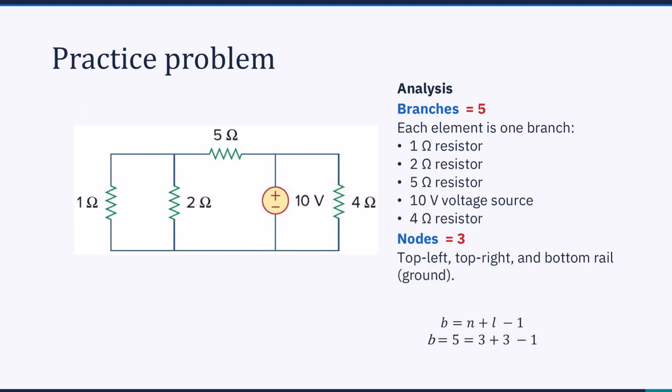In this problem, we have a slightly larger circuit. Let's count again. Branches equals 5. Each element is one branch. They are 1 ohm resistor, 2 ohm resistor, 5 ohm resistor, 10 volts voltage source, and 4 ohm resistor. Nodes equals 3. The 3 nodes are the top left junction, the top right junction, and the bottom rail, which is the ground. Applying the formula B equals N plus L minus 1 gives 5 equals 3 plus 3 minus 1. So we have 3 independent loops in this circuit.